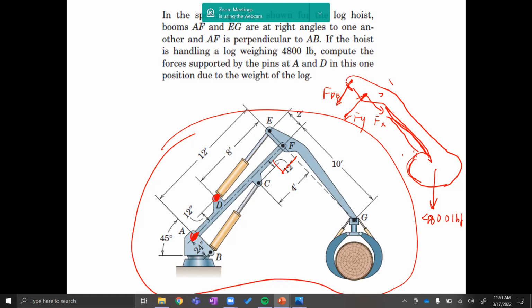Then how many unknowns do we have here? Only 3, sir. We have FDE, Fy, Fx. And how many equations do we have? We have 3 equations as well, sir. So we can solve it. FDE, Fy, Fx. Yes, so this one we can solve.